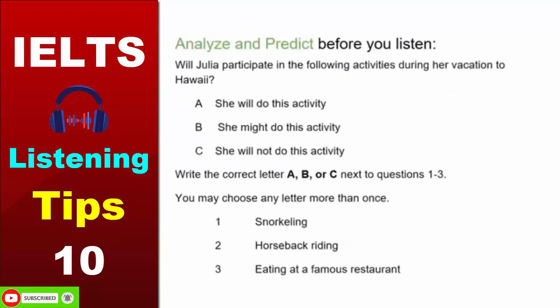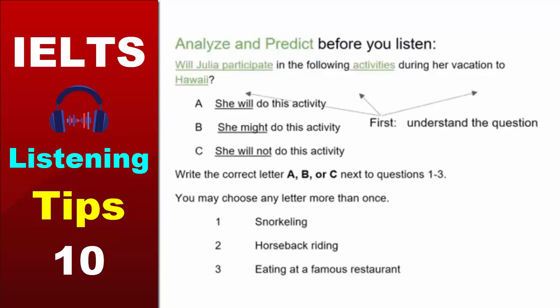All right, now let's analyze our sample set of questions here a little bit to think about how you might approach a question set like this as you're analyzing and predicting before you listen to the speakers. First of all, we talked about understanding the question. Okay, so in this case, it's important to know the key words, the things you're supposed to listen for. In this question set, I underlined, will Julia participate? And I underlined activities. And also Hawaii, okay? We're supposed to listen for these activities and whether Julia will participate in them or not.